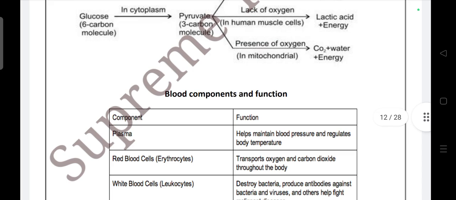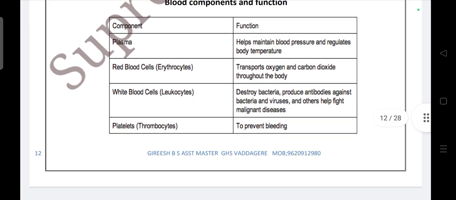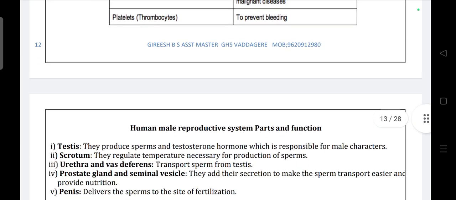They'll ask blood components and functions. Plasma, what is the function of plasma? Red blood cells, white blood cells and platelets.